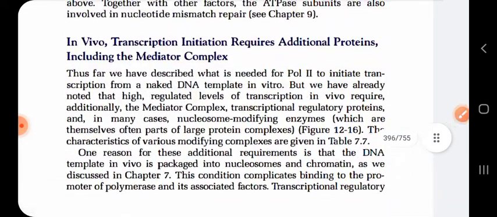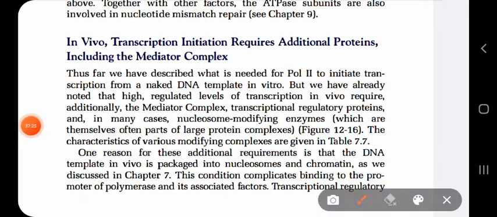Other additional proteins are also involved during the transcription process, like the mediator complex. I showed you in the previous video at the last moment how large the mediator complex is. What does the mediator complex do, what does it carry out, and where is it located? I will try to say.